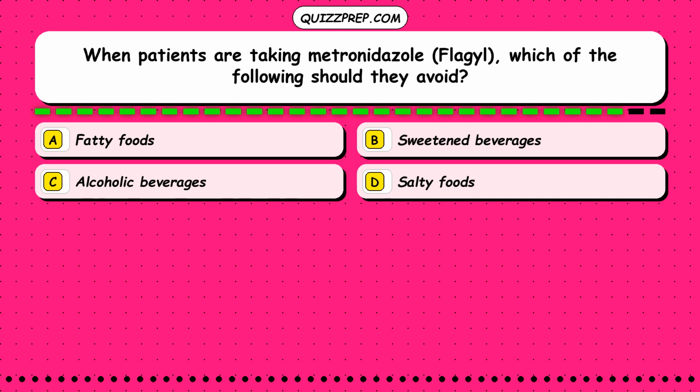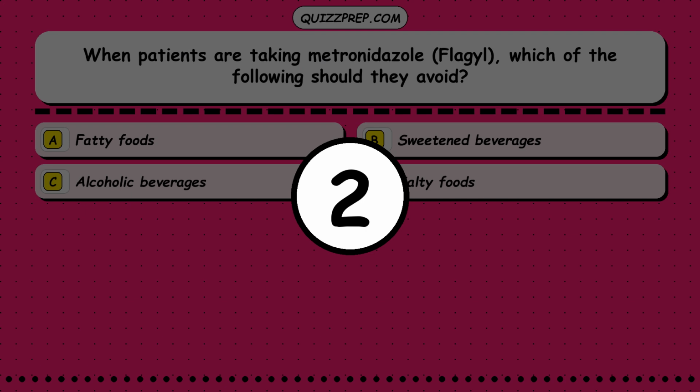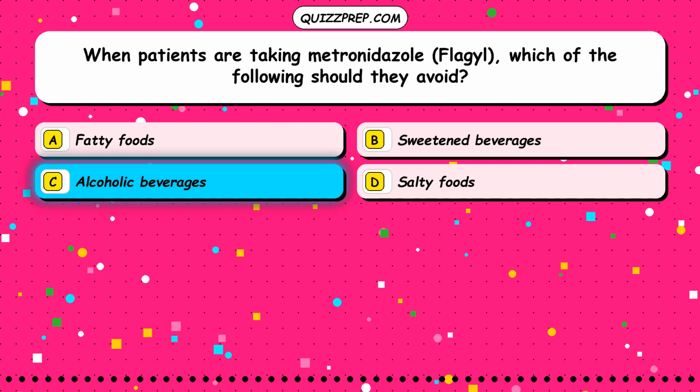Question 21. When patients are taking metronidazole, Flagyl, which of the following should they avoid? Option A, fatty foods. Option B, sweetened beverages. Option C, alcoholic beverages. Option D, salty foods. The correct answer is option C, alcoholic beverages.